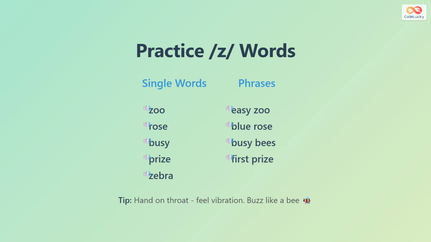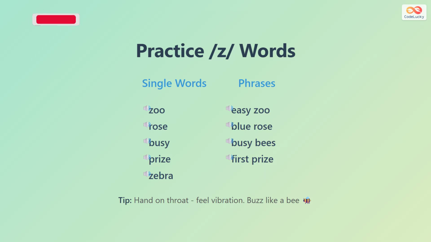Now let's practice words that contain the Z sound. We have single words: zoo, rose, busy, prize, and zebra. Each of these words has the Z sound, and you should be able to hear the buzzing quality in each one. Remember that the Z sound comes from vibration in your vocal cords.